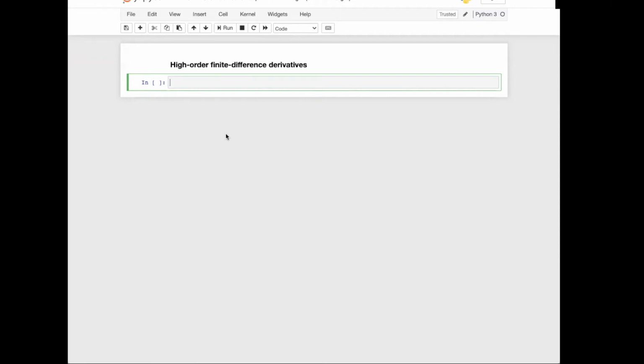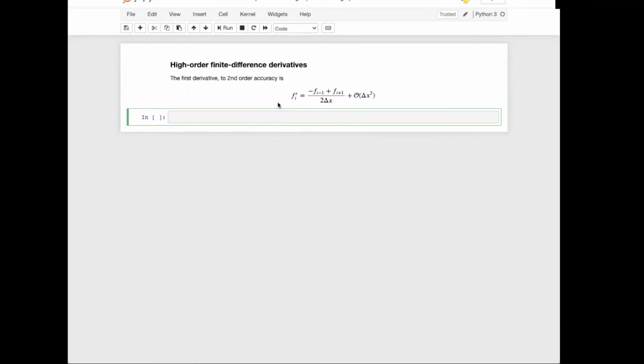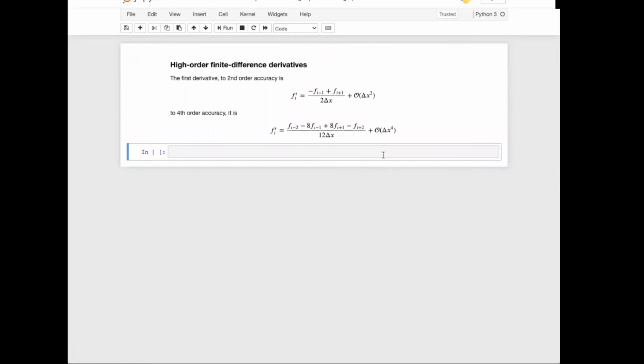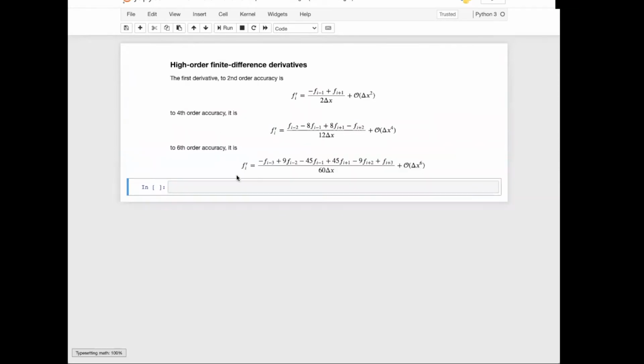Let's take a look at high order finite difference derivatives, which we're going to use in numerical calculations. For instance, the first derivative to second order accuracy is given by this expression. To fourth order, this is the expression. To sixth order, this is the numerical derivative.